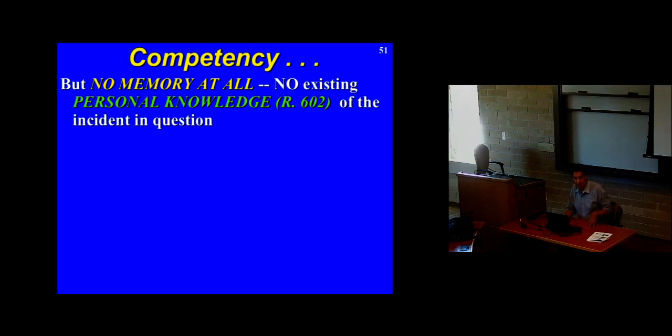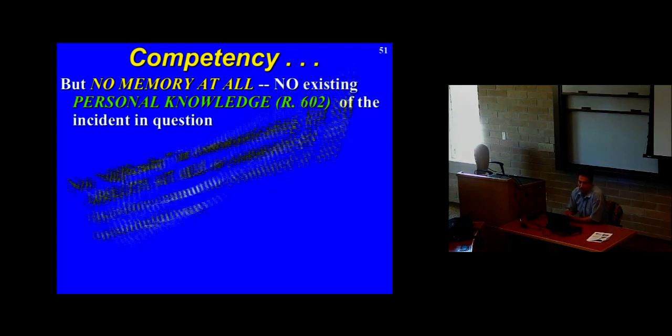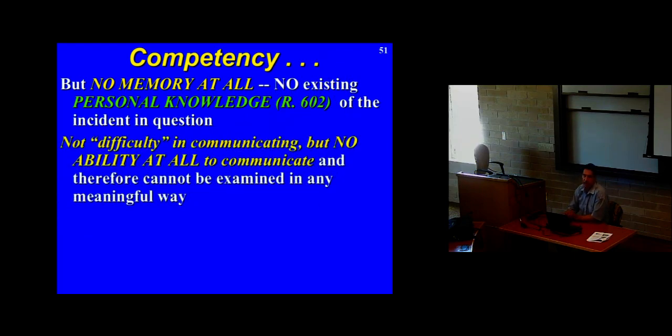Now, if you don't have personal knowledge, and that comes into it too, because Rule 602 requires personal knowledge of the witness. In order to be a witness, you had to have witnessed something. That's why you are called a witness. So that is a requirement, that you're competent and that you have some personal knowledge that you can share. Now again, this is not difficulty in communicating. That's just something you can be cross-examined on.